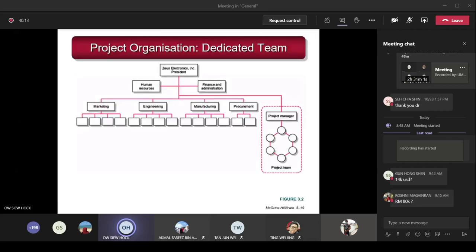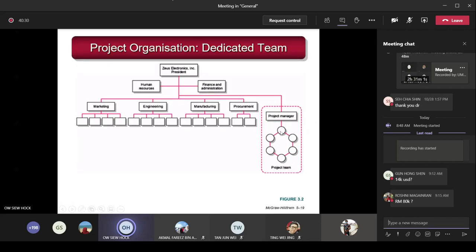You see, this is how it looks, the dedicated team. So this is the company here. You have marketing, engineering, manufacturing, procurement. Then you form a special team. This is called the dedicated team, and it is led by a person called the project manager.